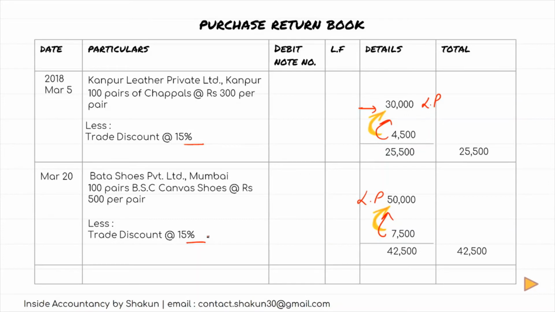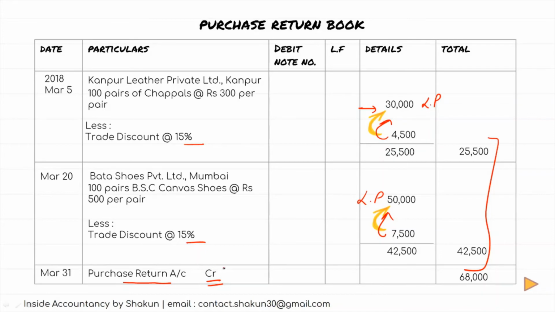After that, we find out the total of the total column. We find out the total of this column and which amounts to how much? Which amounts to 68,000. Okay, so this 68,000 is the total of purchase return book. So therefore, I've written purchase return account CR.